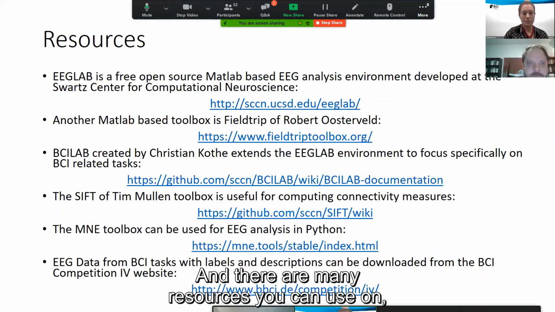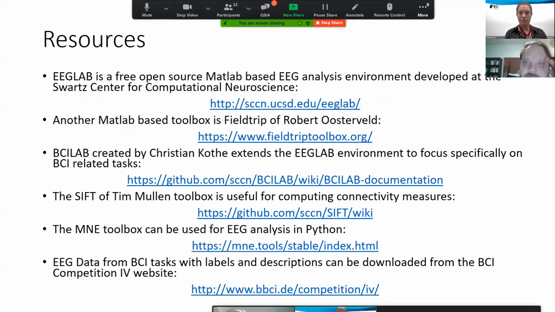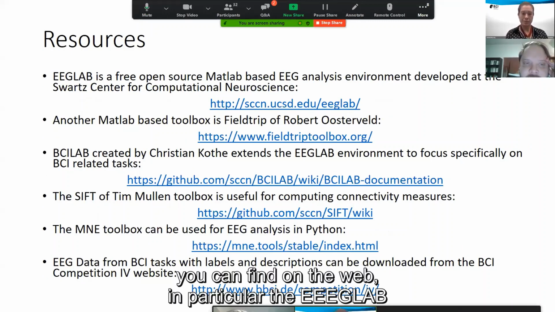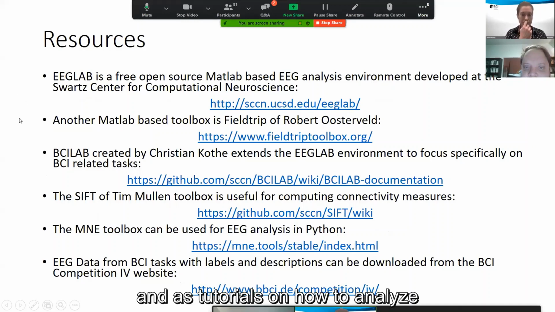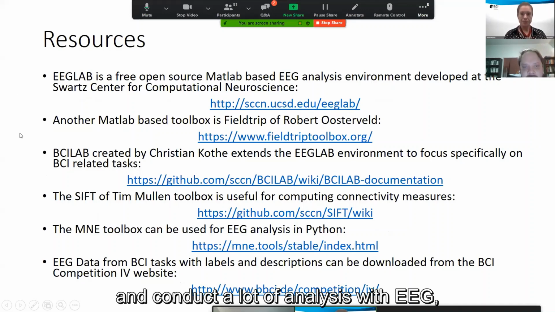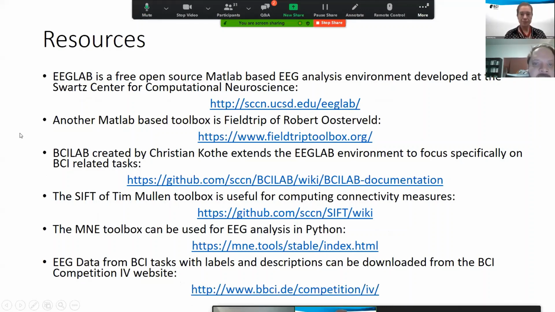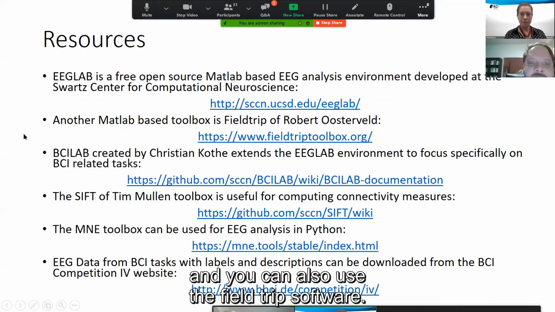And there are many resources you can find on the web. In particular, EEGLAB is free software and has tutorials on how to conduct a lot of analysis with the EEG. Or you can also use the FieldTrip software.